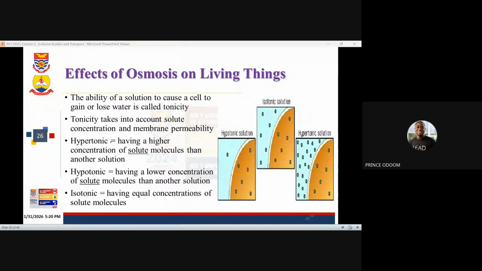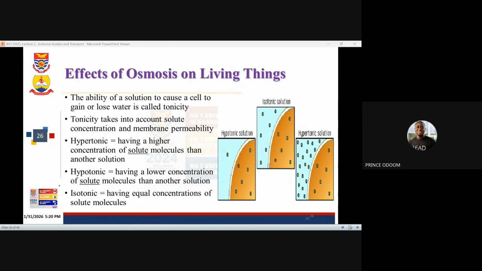So until you do comparison, you can never say a solution is hypertonic, hypo, or iso, unless you compare. Now, hyper means higher. So in biology, when you see hyper, it means the thing is higher. When you see hypo, it means it is lower. When you see iso, it means that it is equal. That's why we have isotopes. It means that it's equal.